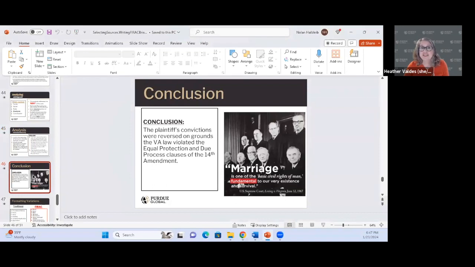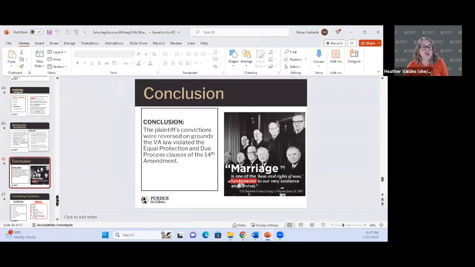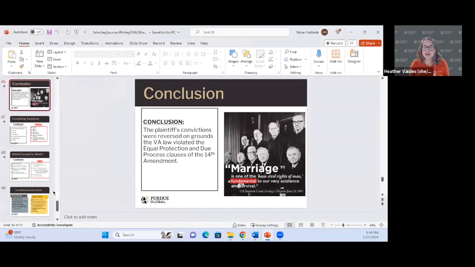And finally, the conclusion. The conclusion is where you tell the final results of the case. What was that end point? Here, the plaintiff's convictions were reversed. Here's a picture as well of the United States Supreme Court, the Warren Court that decided this. Notice this was the court in 1967. Quite different from our courts today. Right, next slide.